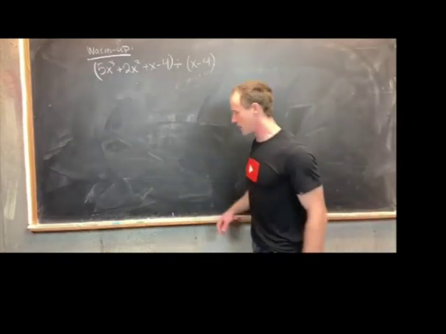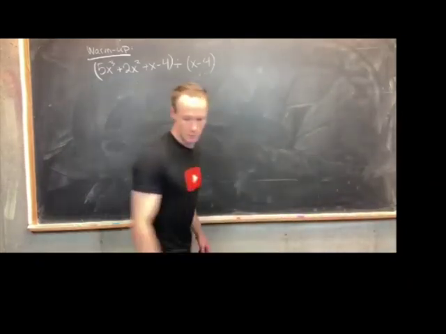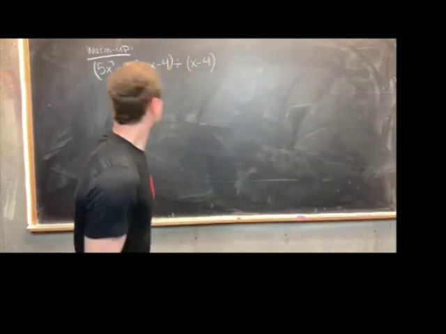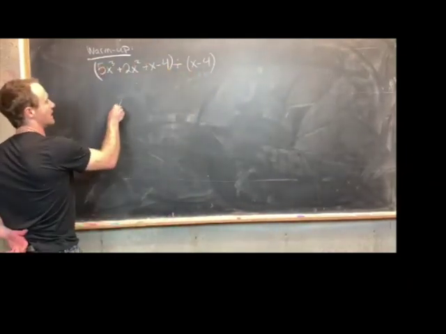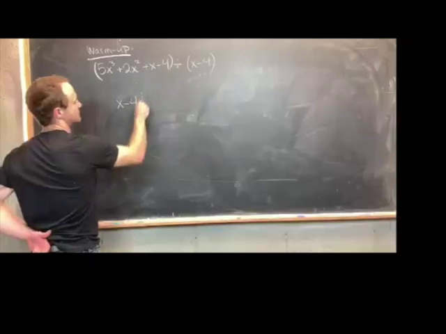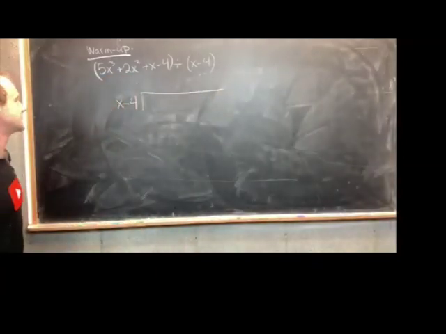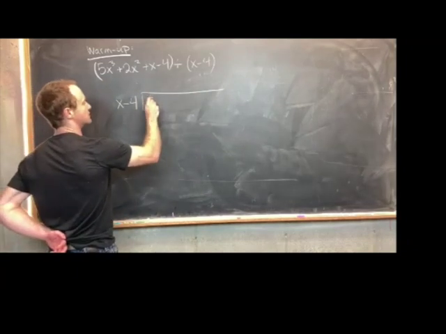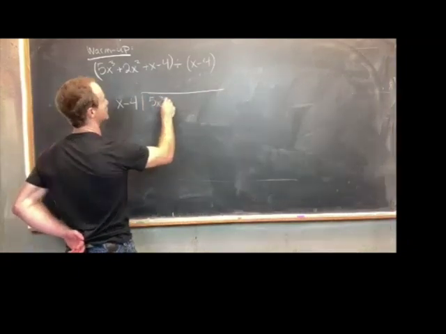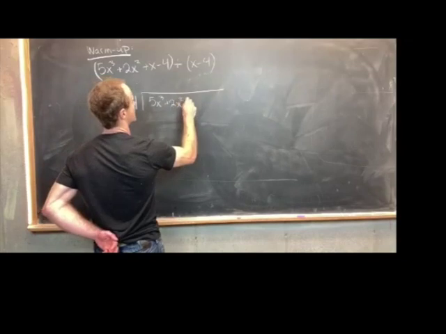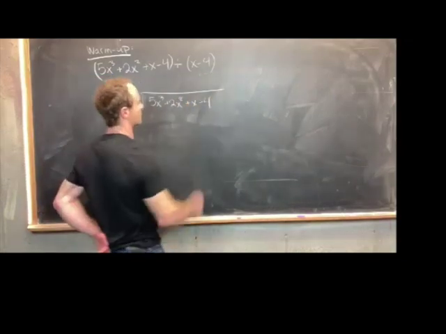So let's go ahead and look at this first warm-up problem. I'm going to rewrite it in our long division kind of notation so that it's easier to work with. We've got x minus 4 dividing into 5x cubed plus 2x squared plus x minus 4.